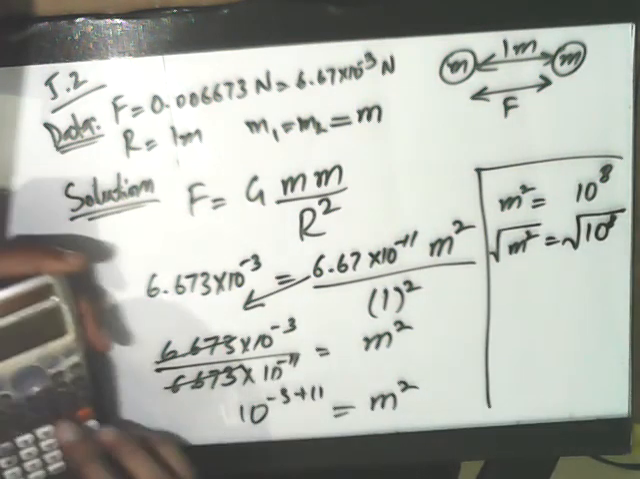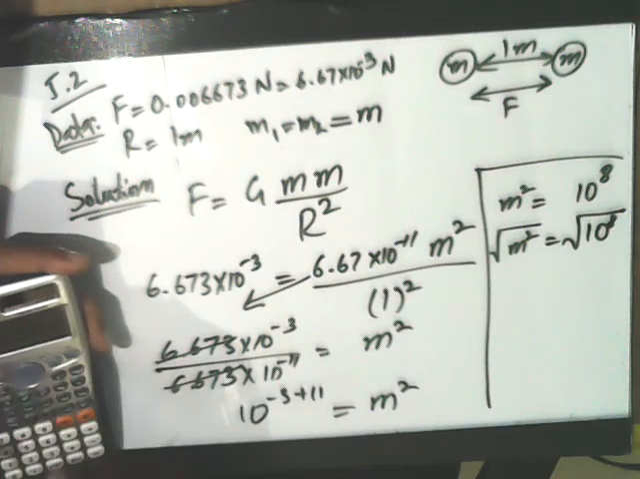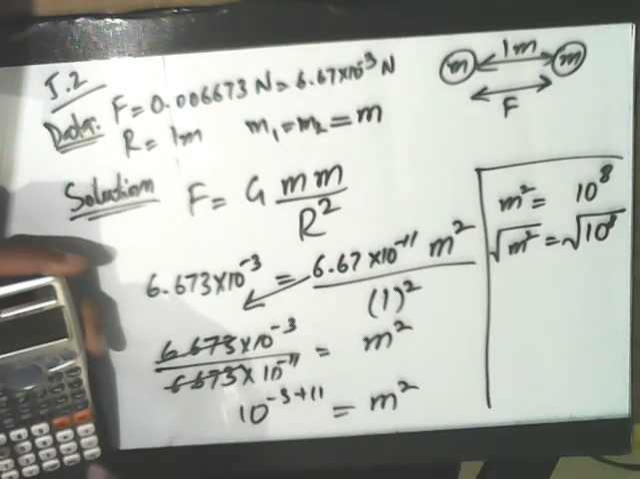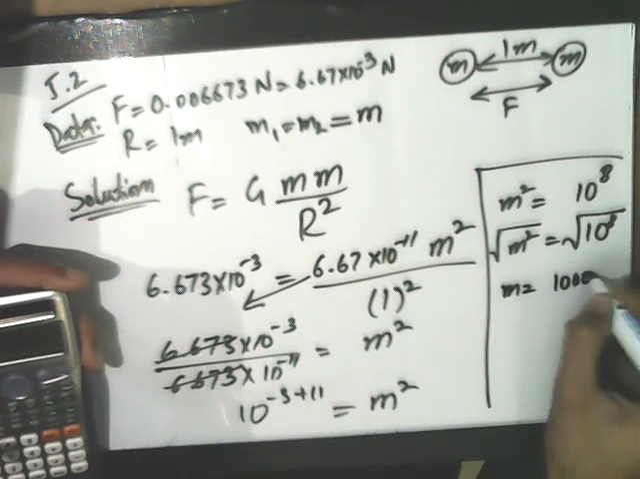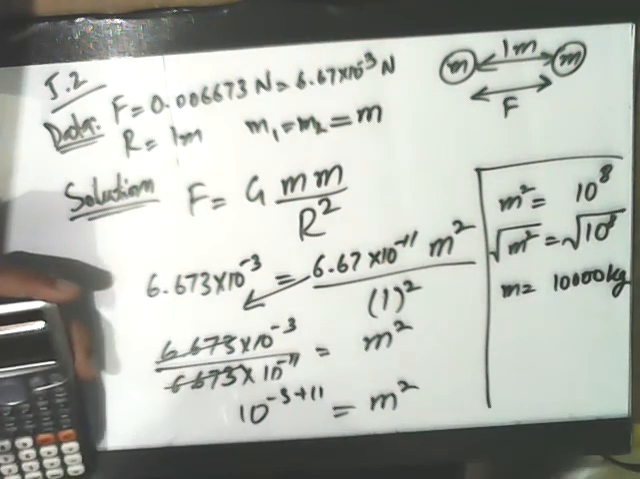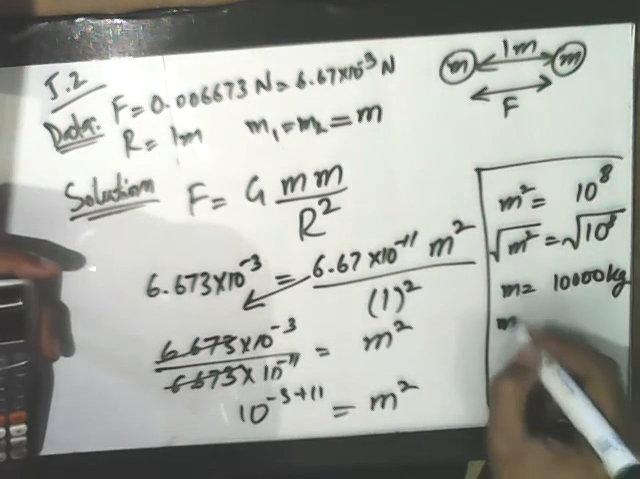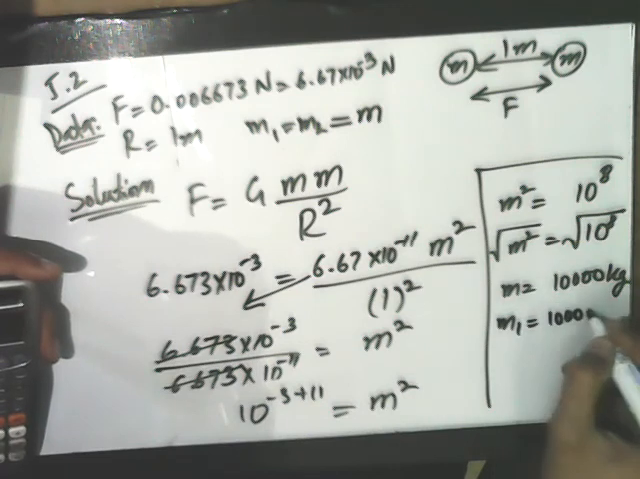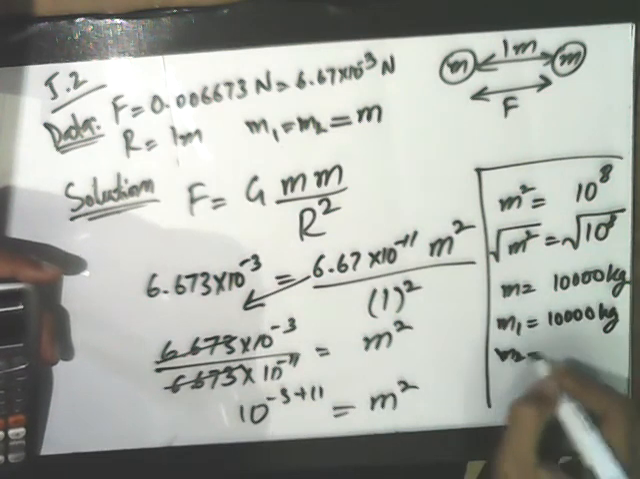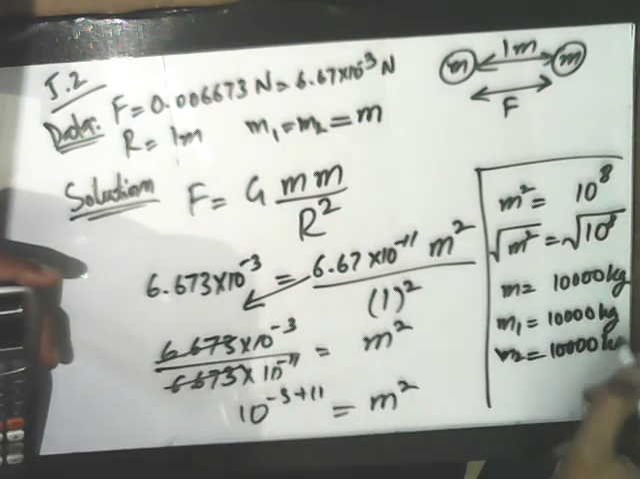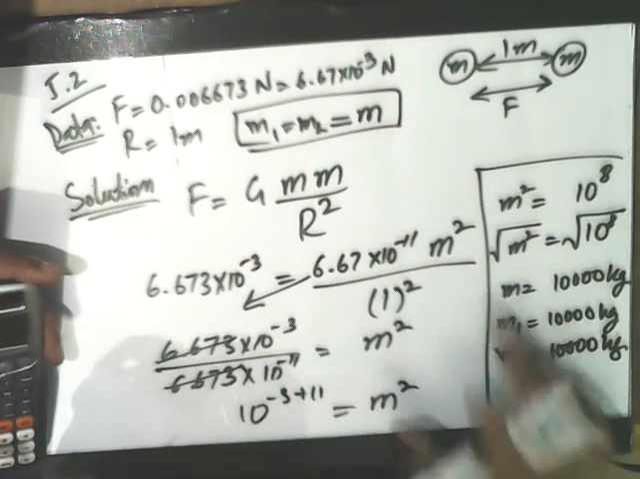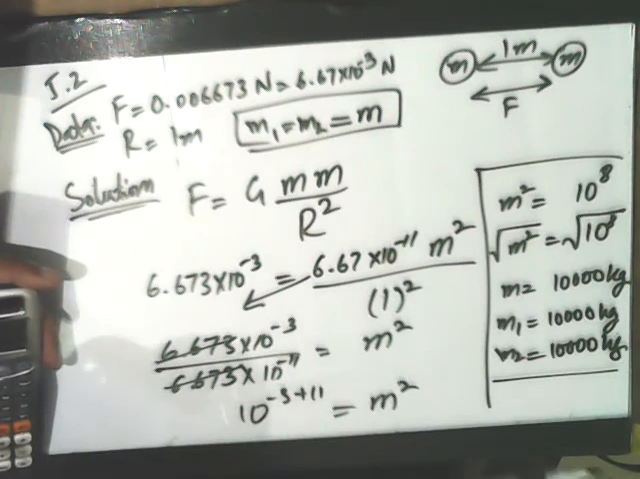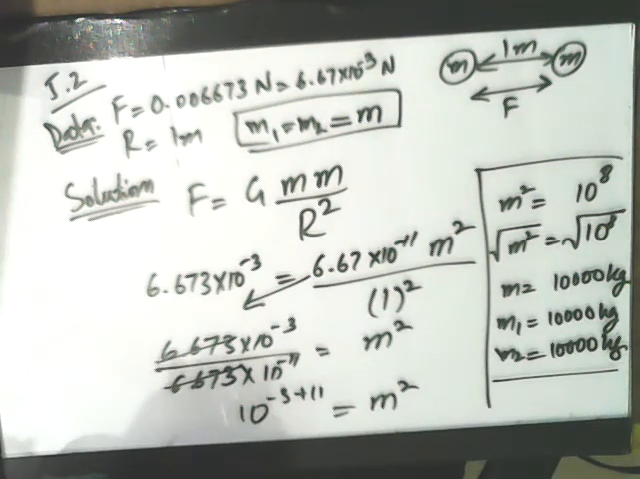So let's solve this on a calculator. We're taking square root of 10 to the power 8. So it turns out to be 10,000 kilograms. That is about 1 ton, and that is again for each mass. So m1 is going to be 10,000 kilograms and m2 is going to be also 10,000 kilograms, as we know that both masses are equal and they're equal to m. We have calculated m, so we have calculated both our masses. So this is numerical problem 5.2. Moving on to the next one.